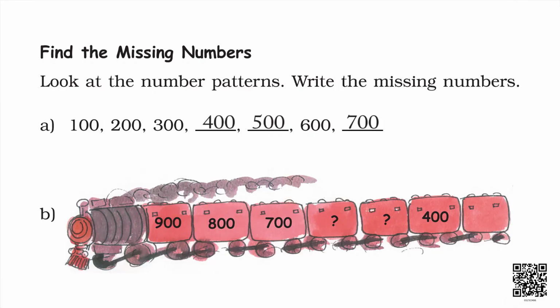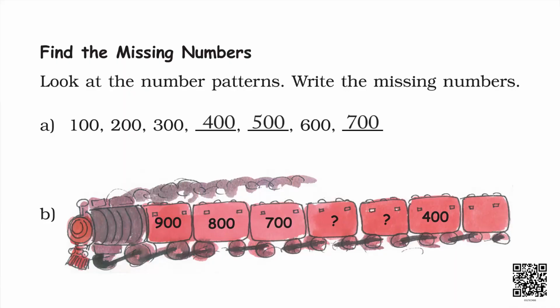Moving on to part B, where you can see a train, the numbers written are 900, 800, 700, then a blank, then 400, then again a blank. So students, this pattern is reversed now, because we can see that we have 900, 800, 700. According to this pattern, the answer will be 600, 500, and then comes 400. So 400 is telling us that our answers are correct. And after 400, definitely the answer will come as 300.